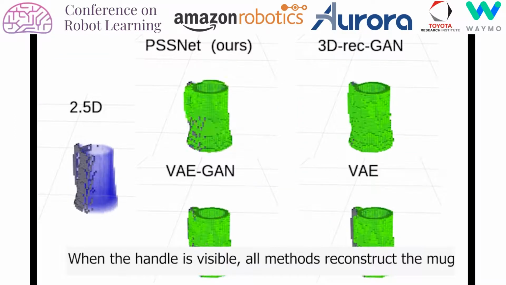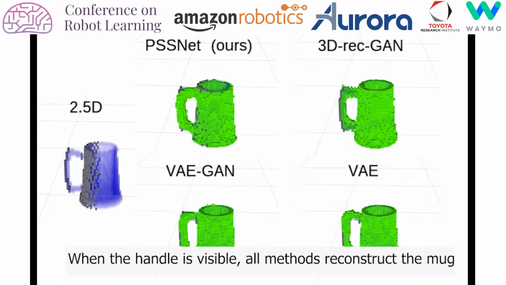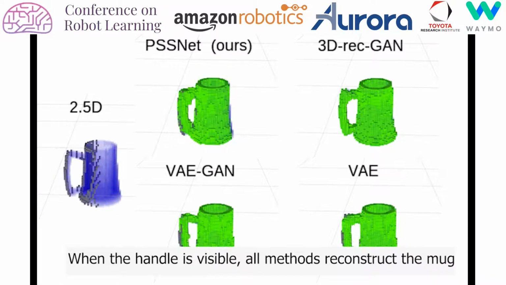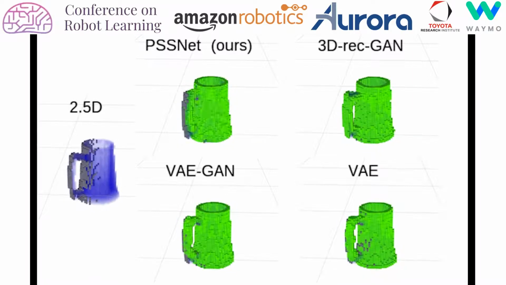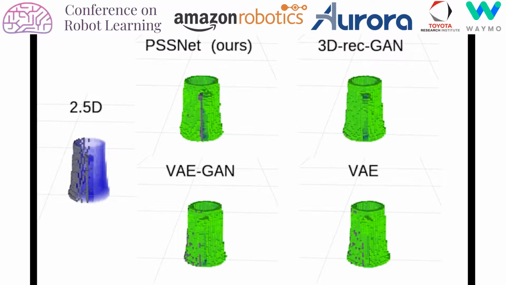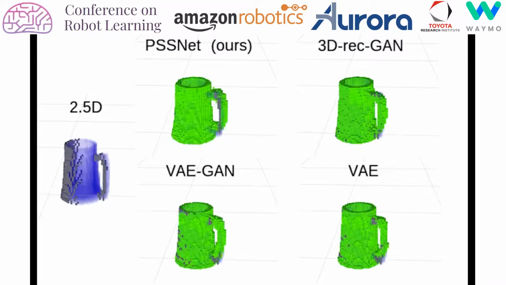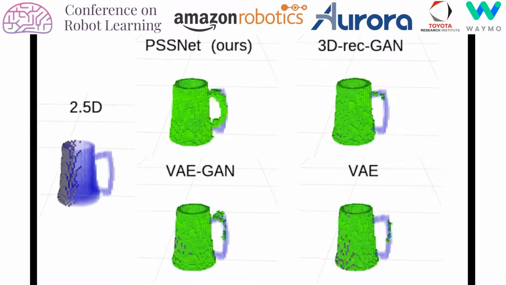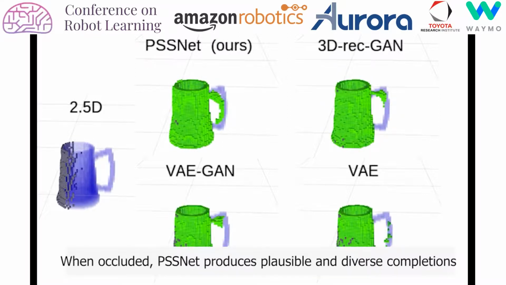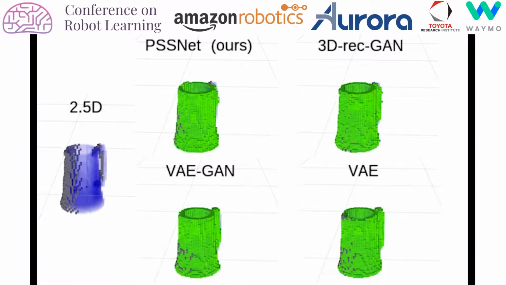When reconstructing mugs, we observe that when the handle is visible, all methods, including baselines, accurately reconstruct the mug. There is little ambiguity as to the true shape, so diverse samples are not needed. However, when the handle is occluded, other methods fail to reconstruct the handle. Our method samples completions with multiple styles of handles at multiple angles within the occluded region.